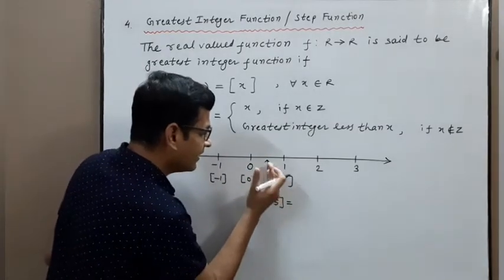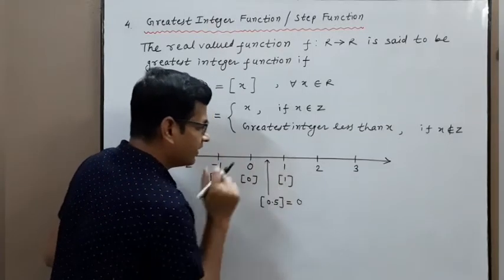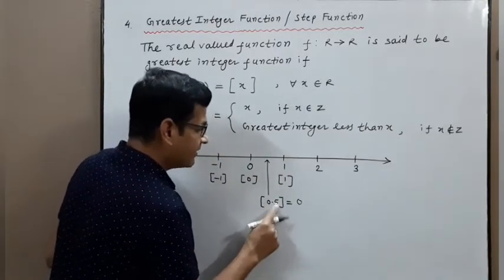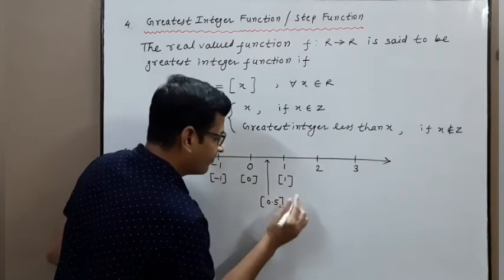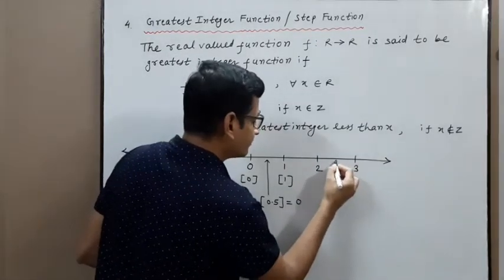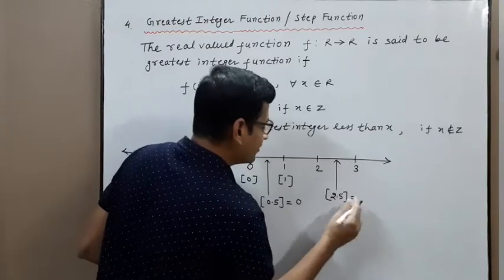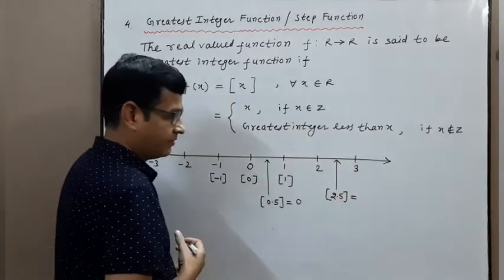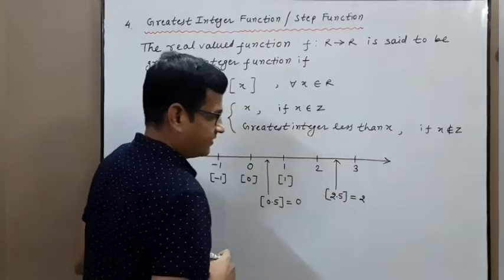सिर्फ आपको इस नंबर के लेफ्ट वाला लिखना है. 0.5 lies between 0 and 1. तो greatest integer of 0.5 means जस्ट लेफ्ट में जो integer उसको लिखना है. If we take 2.5, greatest integer of 2.5 is 2, just the left hand side integer.